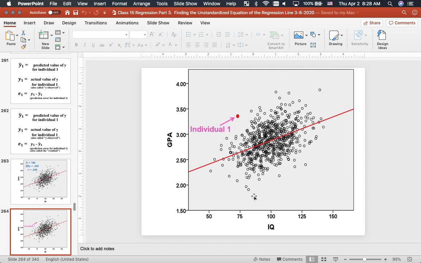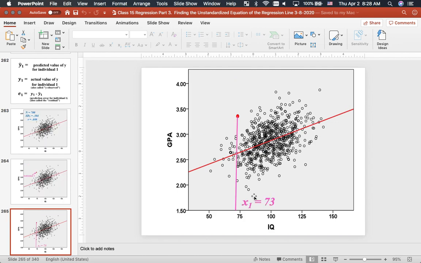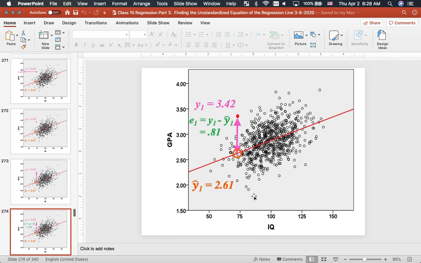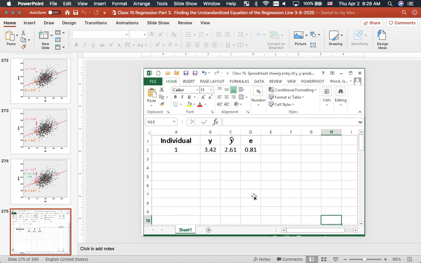So guess what? We have individual 1 right here. He's at 73. We would predict, right here where it would be on the regression line, that it would be at 2.61, but look, he actually scores at 3.42. So what we can do is take these scores and do a little bit of math and get 0.81. So we have a 0.81 error. We can do that for every one of the 700 individuals on the scatter plot.